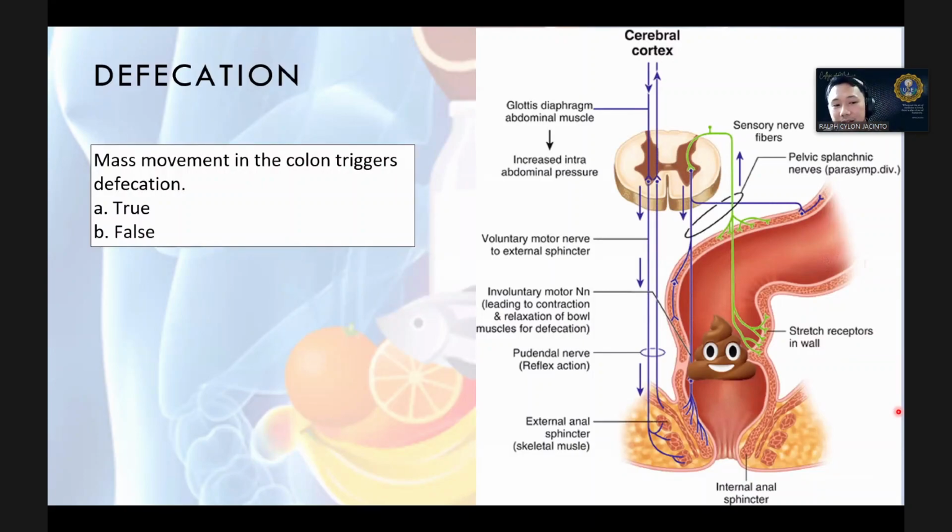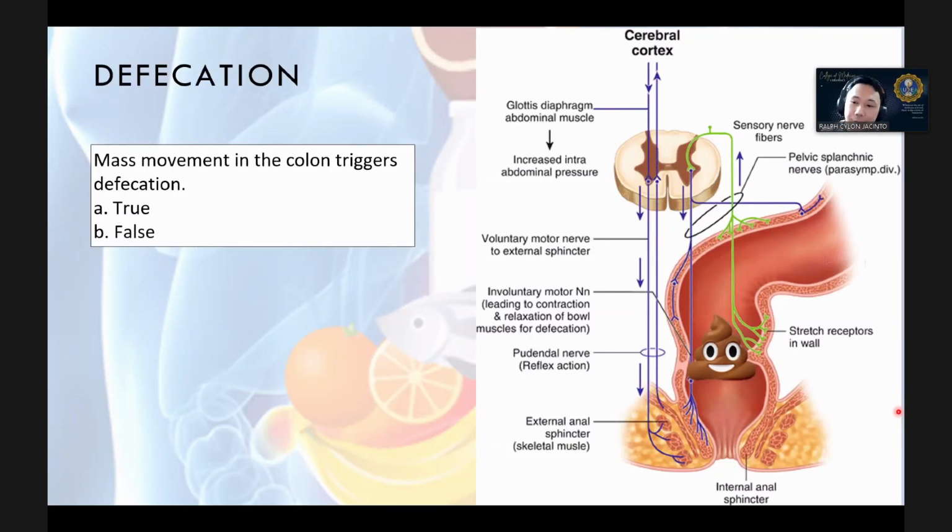So yung question dito, mass movement in the colon triggers defecation. Actually the answer here is false, 'di ba? Why false? Kasi the only function of your mass movement is to move the colonic contents. Defecation will be triggered if masyadong marami na, the pressure in the rectum is very high, such that it stretches now the rectal walls. So my point here is that mass movement can help, but it does not always trigger defecation. So the answer here is false.